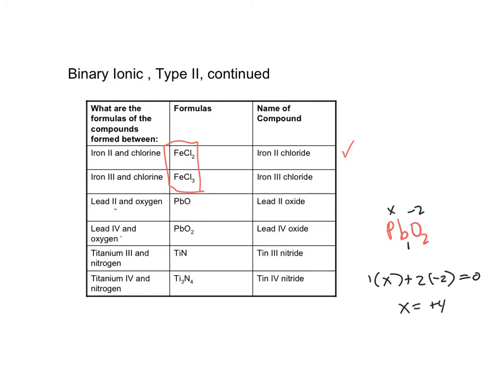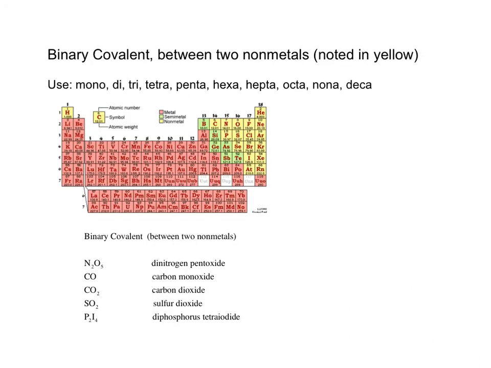Now you can do that in your head when you get more comfortable with it. But does it make sense? So you have lead 4 oxide, -2 plus 4 and 1 there. And so the name of the compound is going to be then lead 4 oxide, which is this one right here. All right, so there's just a couple more examples for that.